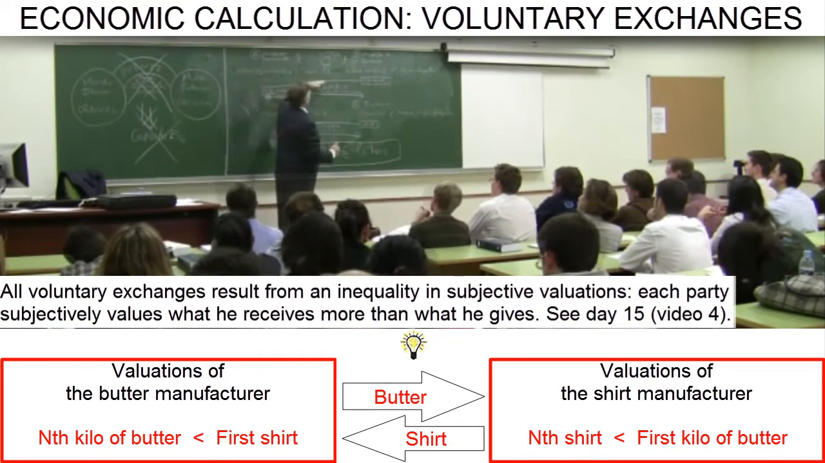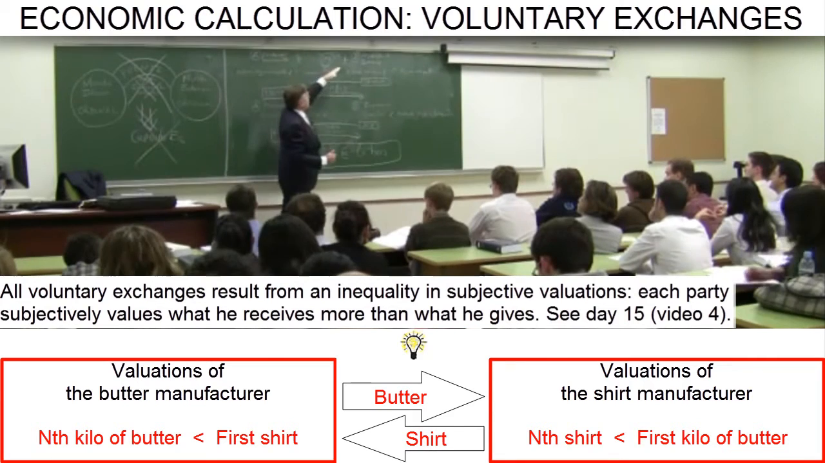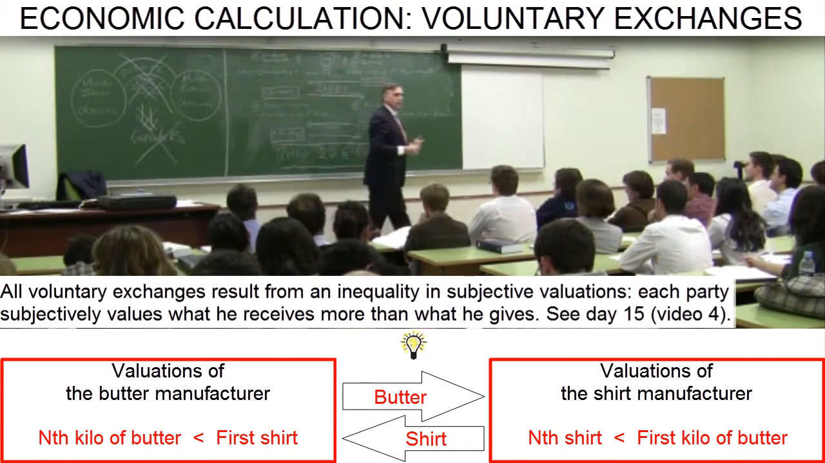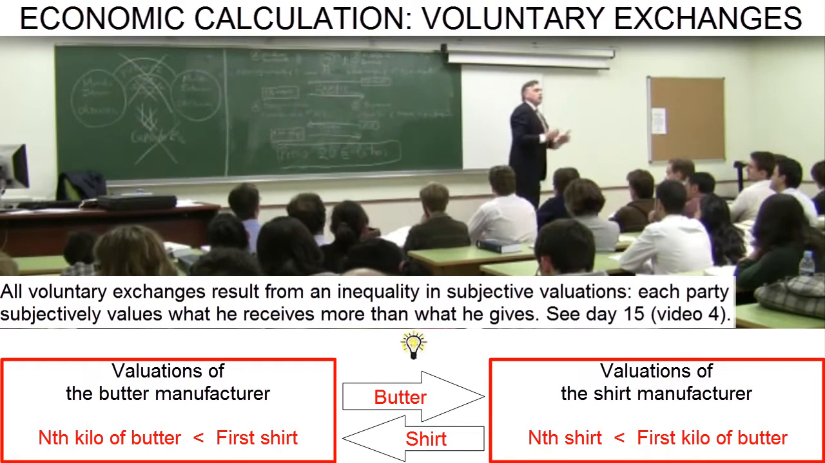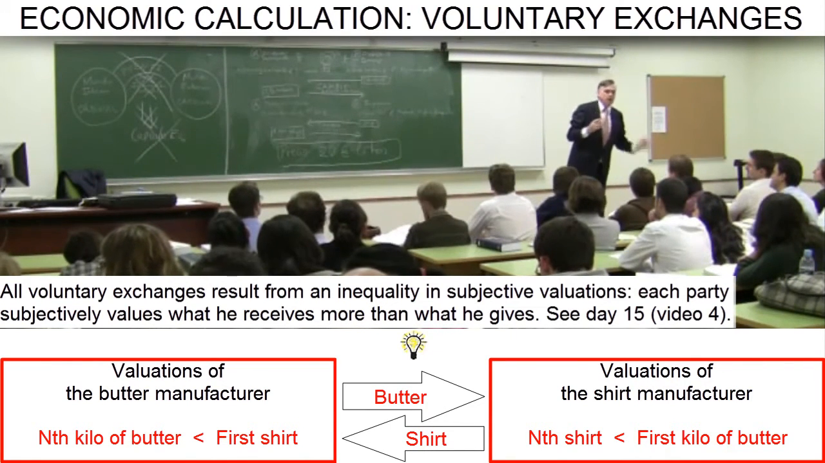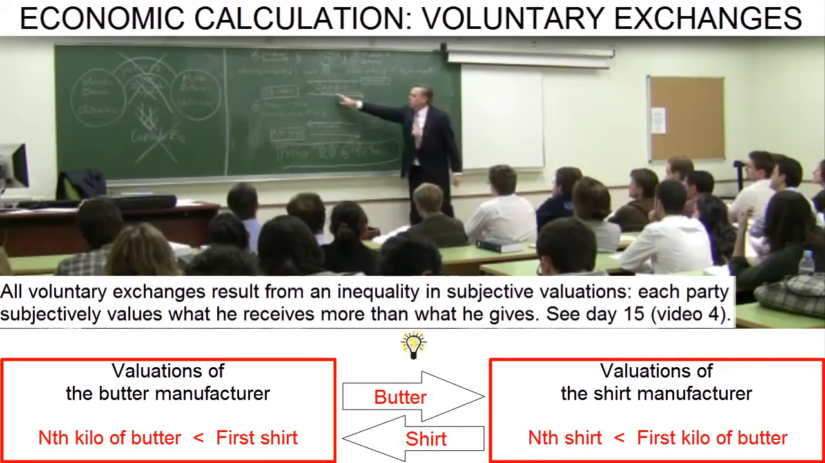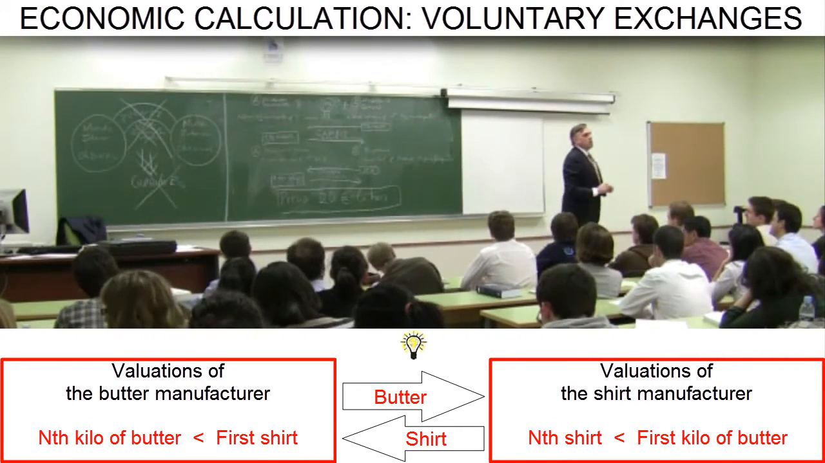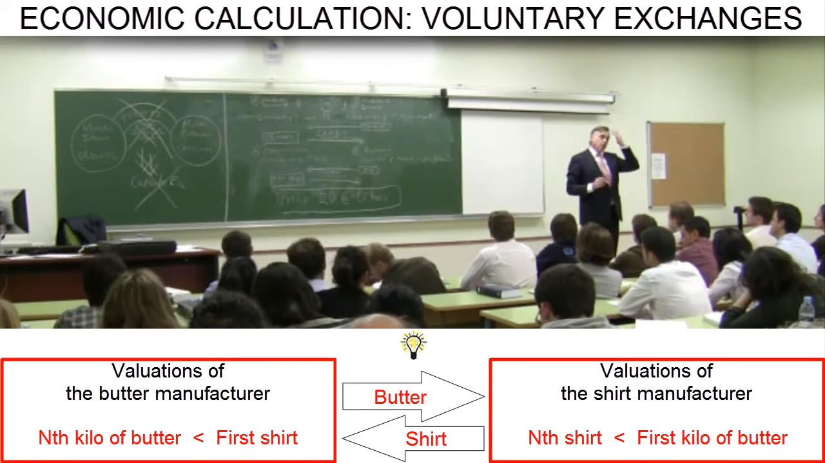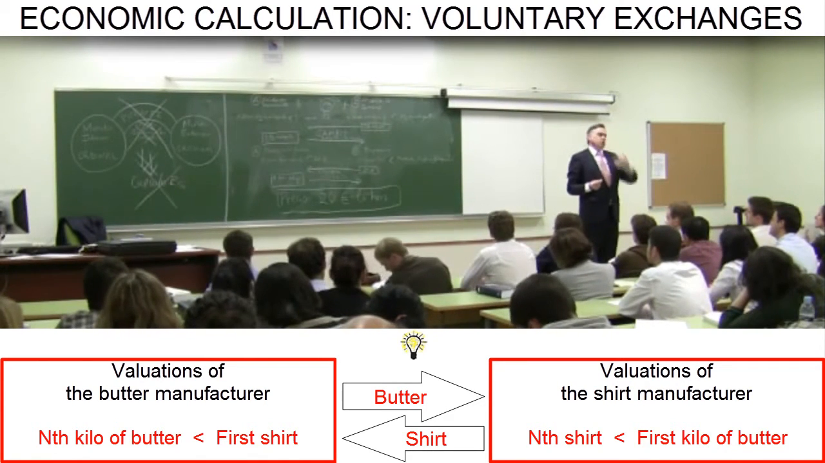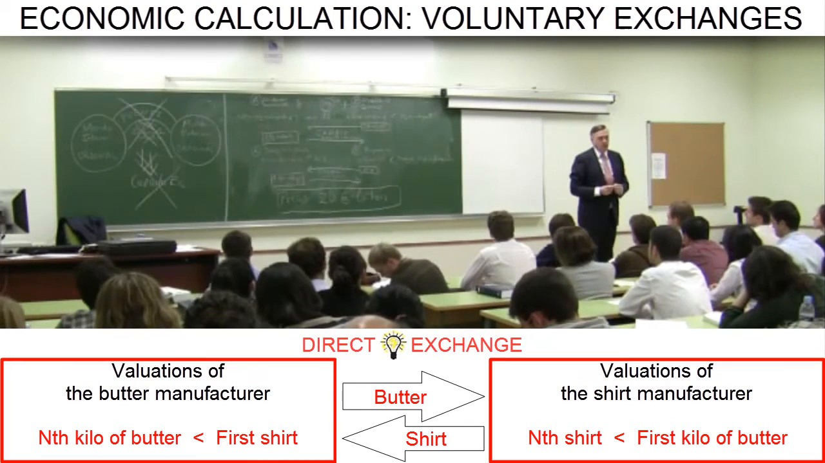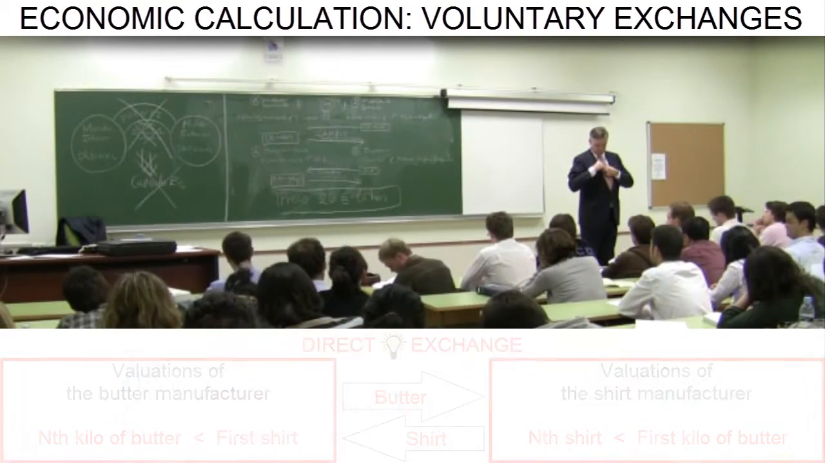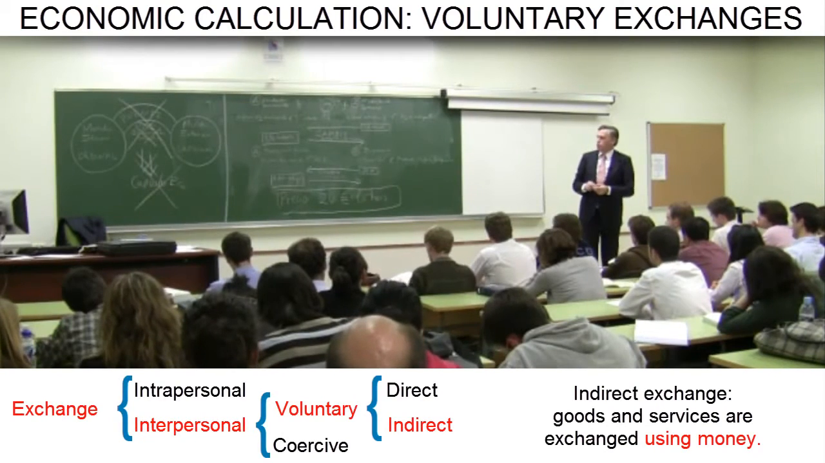Is there inequality in opposite subjective valuations, the necessary condition? Yes. Do both parties benefit? Yes. Because Rosa values the shirt very highly, and Mark values the butter very highly. They make an exchange, and as a result of that exchange, both come out ahead. And since it is an exchange without money, it is what we have called a direct exchange or a barter transaction.